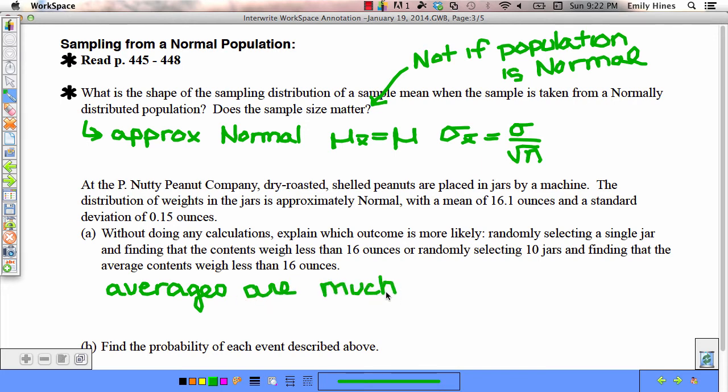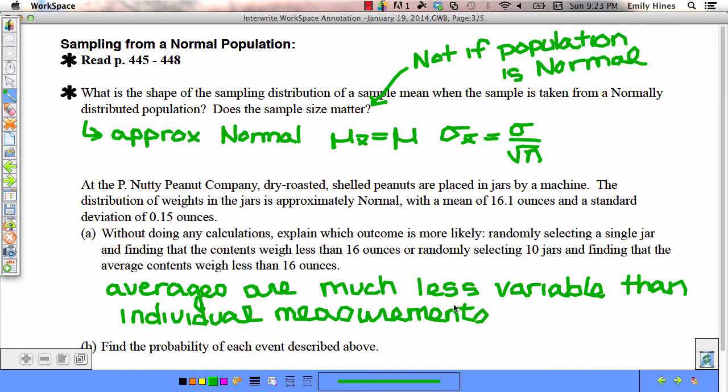Okay, but when I take an average of, say, 10 values, my really high ones might average out with my really low ones, and I have more of a chance of things kind of evening out and being closer to one another. So averages are much less variable than individual measurements.